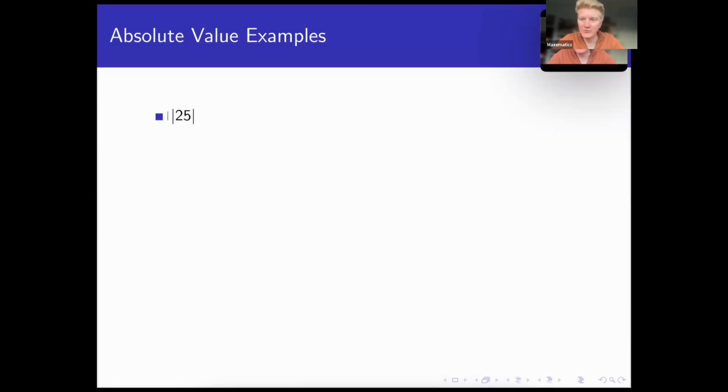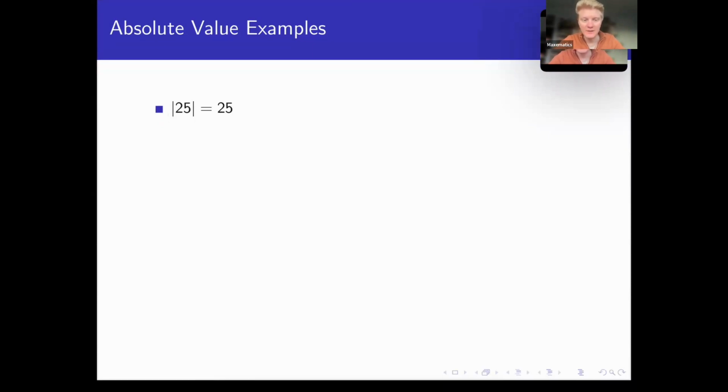So absolute value of 25, just doing some examples. How far away from 0 is 25? Well, 25 units. And how far away from 0 is negative 25? Well, that's also 25 units. So there's a little bit of proof as to why the absolute value of A is equal to the absolute value of negative A.